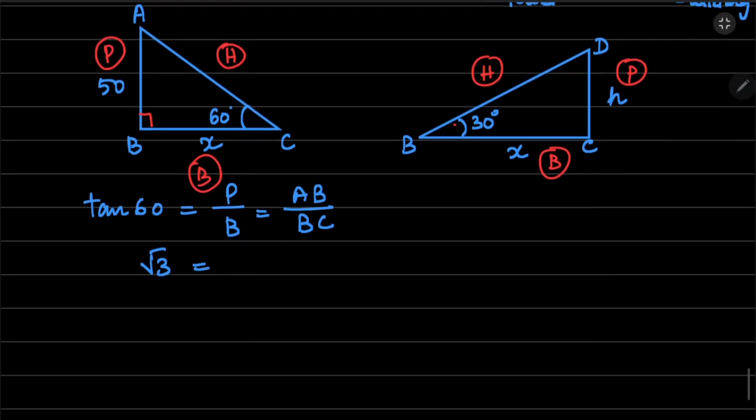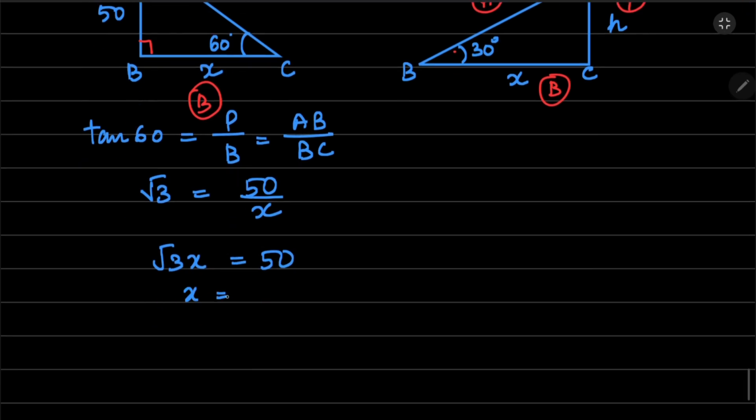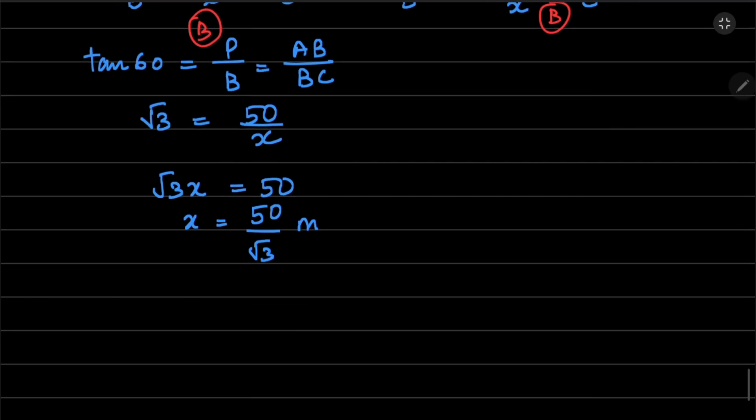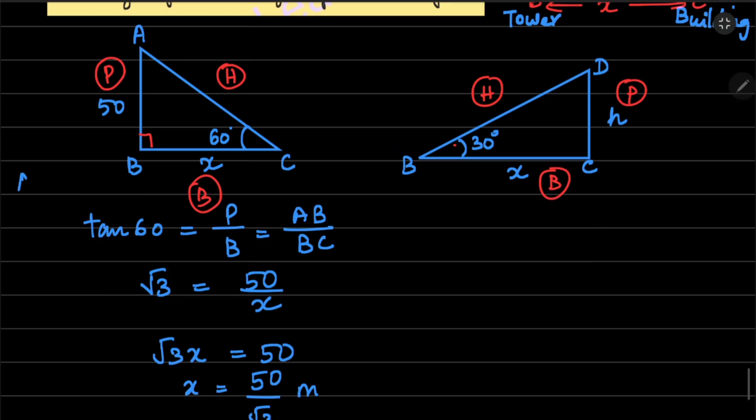Right? Root 3 is equal to AB, which is 50, and BC is x. So cross multiply, what do you have? Root 3 x equal to 50, or x is equal to 50 by root 3 meters. x is the distance between the tower and the building. Now, this is in your triangle ABC.